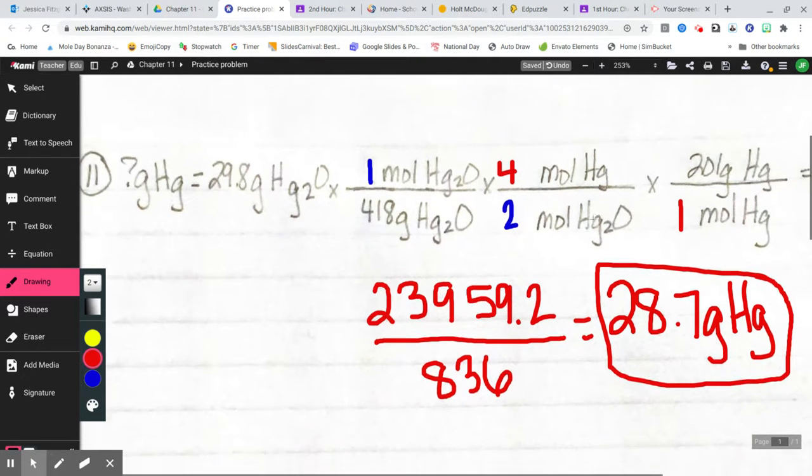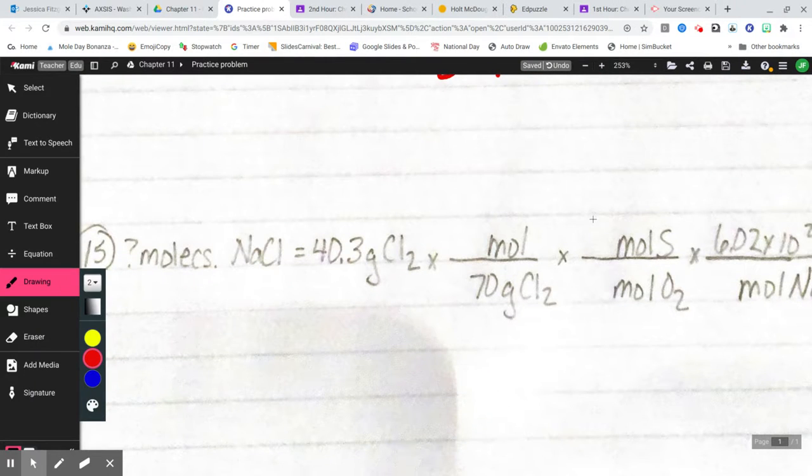So let's real quick take a look at number 15. Number 15 wants to know how many formula units or molecules of sodium chloride, NaCl, are produced by the reaction if you have 40.3 grams of chlorine gas, Cl2, reacting with sodium metal. And then they give you the balanced equation. With this one, some things I want to point out. Some students are just putting the mass of one chlorine down, and they're putting 35. It's 70 because you have two.